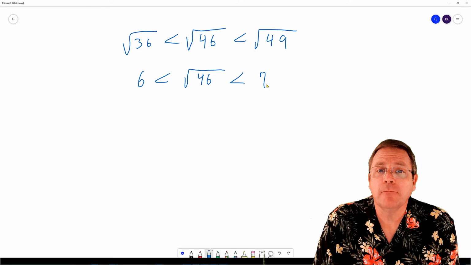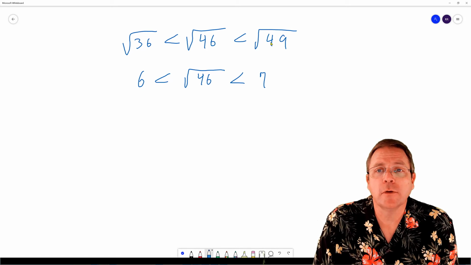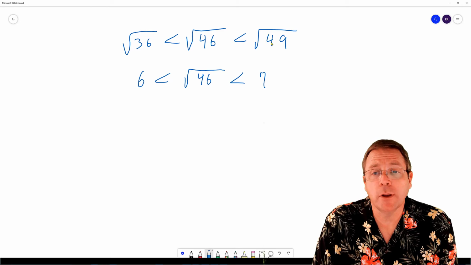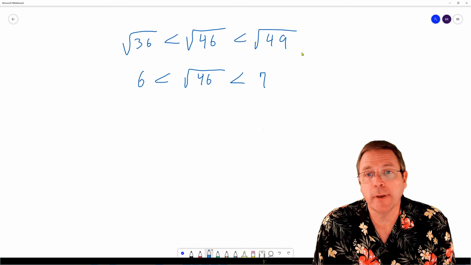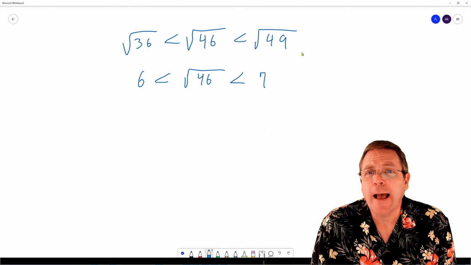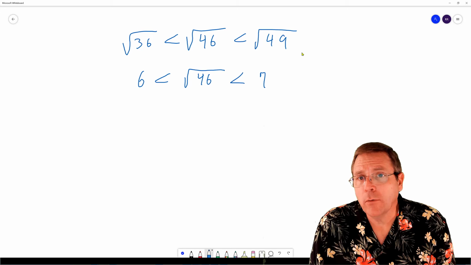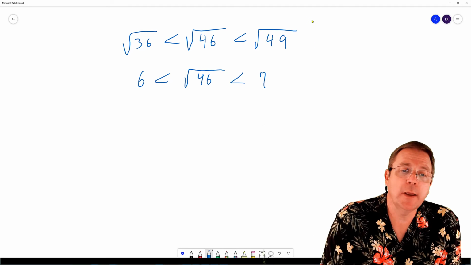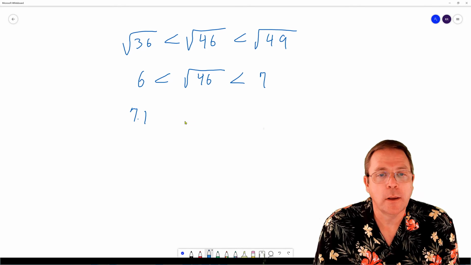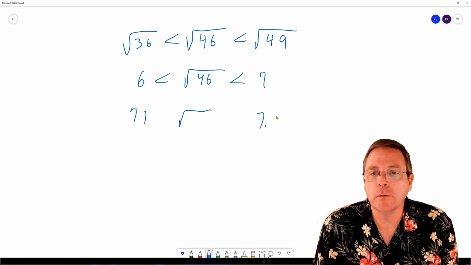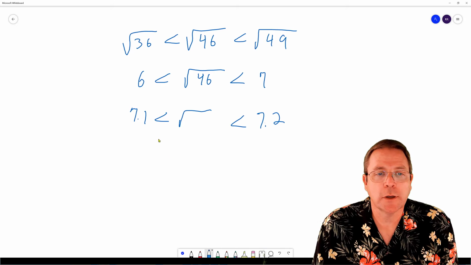Well, it's going to be fairly close to the 7, because if you think about it, 36 to 46 is a difference of 10, and 46 to 49 is a difference of 3, so it's going to be closer to the 7. So now we're going to have to break it down from there and pick some points between 6 and 7 to work with. I don't think it's going to be down really low. I don't think it's going to be right there by the 7, so I'm going to start off with my 7.1 and my 7.2. So I got my inequalities here just like the textbook did.